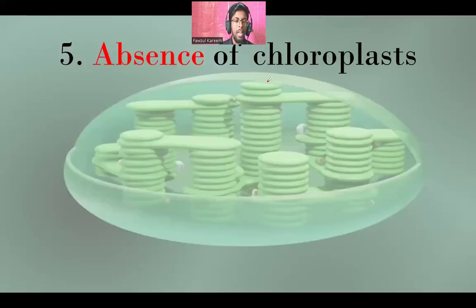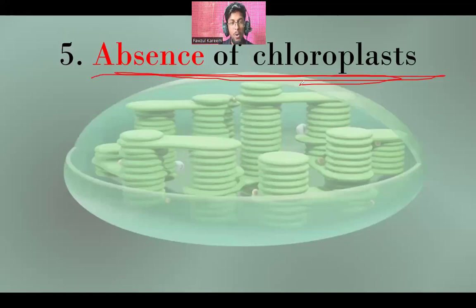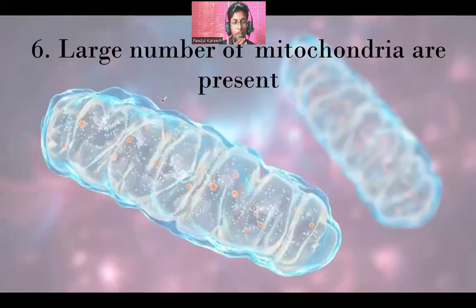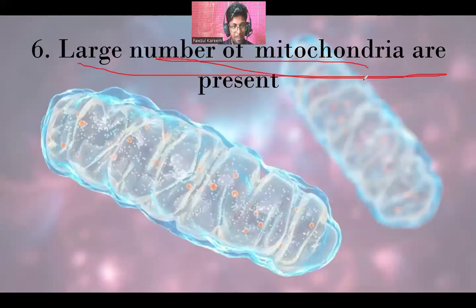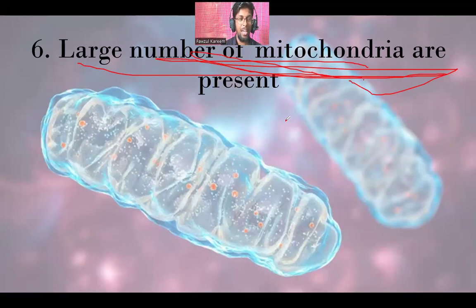Fact number 5, what's that? Absence of chloroplast. That means there will be no chloroplast. Fact number 6, large number of mitochondria. Many mitochondria will be there. Mitochondria is an organelle responsible for energy production. The powerhouse, right?